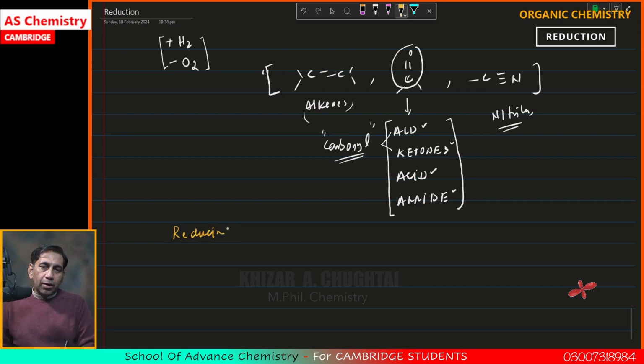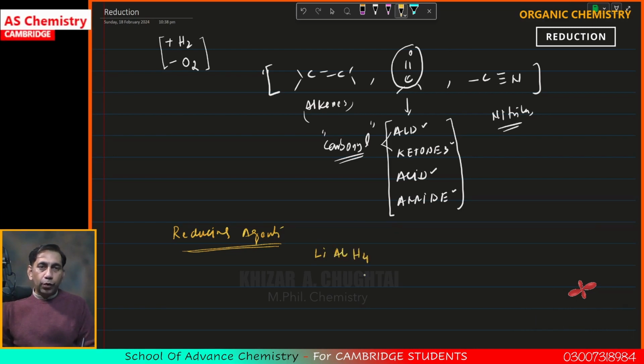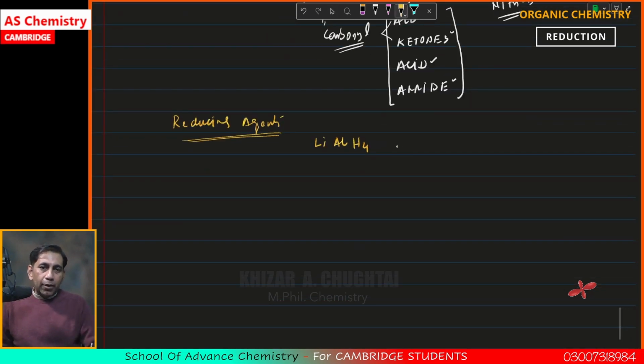So reducing agents. Here are basically two groups of reducing agents. Number one, the first reducing agent is lithium aluminium hydride, LiAlH4. For conditions, as you know, we must know about the reagent as well as the conditions. Here we are going to use a solvent, ether. Ether is an organic compound, and it is going to be used as a solvent. And what is the temperature or pressure? That is RTP, room temperature and pressure.